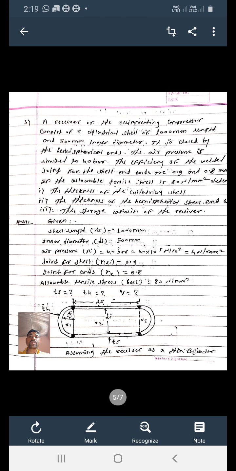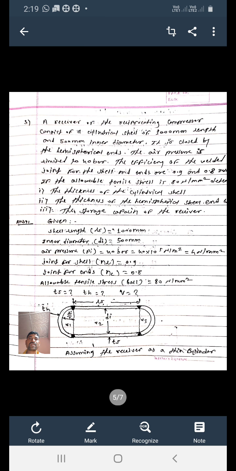The air pressure is limited to 40 bar. Air pressure Pi is given as 40 bar. You know the relation between bar and Newton per meter square: 1 bar is equal to 10 raised to 5 Newton per meter square. Then we can convert 40 bar into Newton per meter square: 40 into 10 raised to 5 Newton per meter square. Again, another value is given in mm, that's why we want to convert this value into Newton per mm square. Then you can convert it into 4 Newton per mm square.